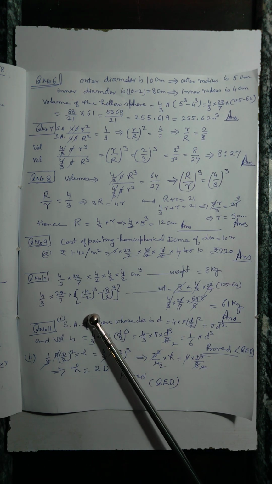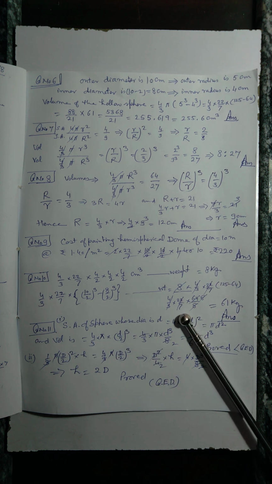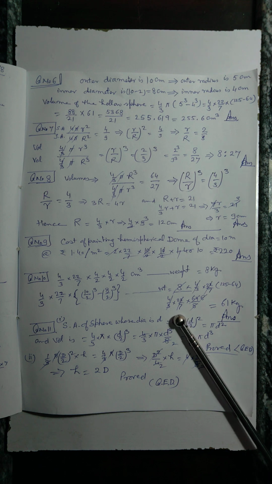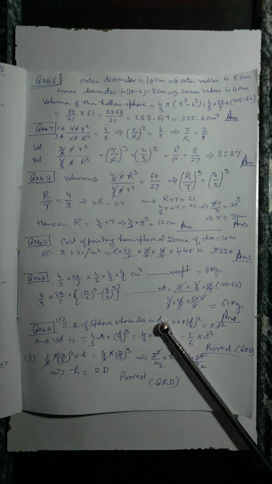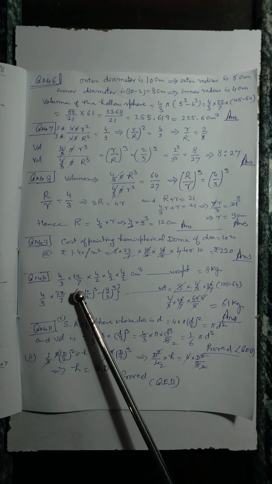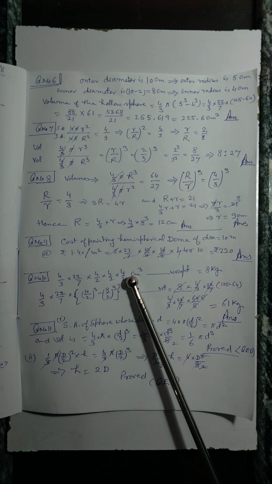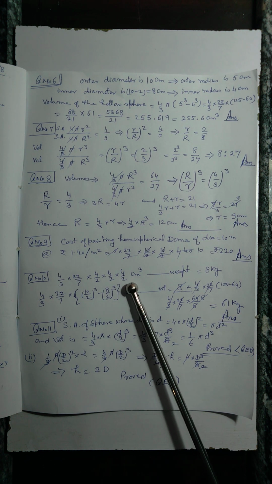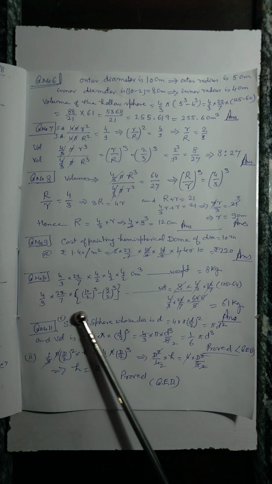Now come to question number 10. A certain spherical ball of diameter 4 cm weighs 8 kg. Find the weight of the spherical ball of the same material whose inner and outer diameters are 8 cm and 10 cm respectively. See, 4/3 into 22/7 into 4/2 into 4/2 into 4/2 means 4/3 pi r cube. This is 4/3 pi r cube. The weight of this many cubic centimeters is given as 8 kg. So what will be the weight of this?